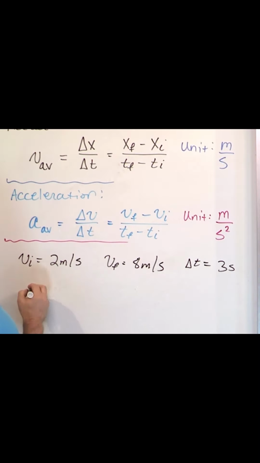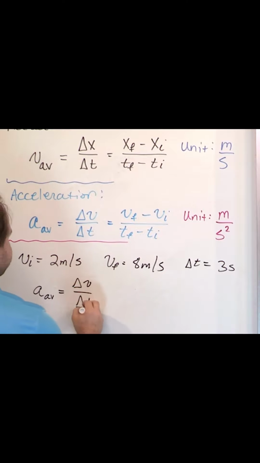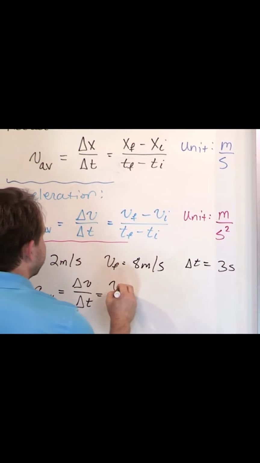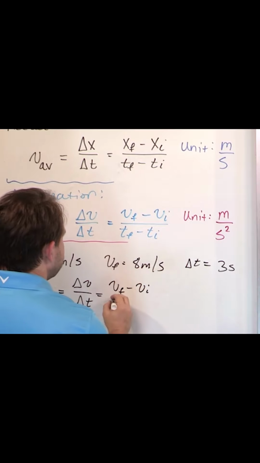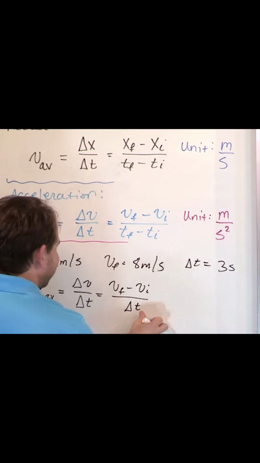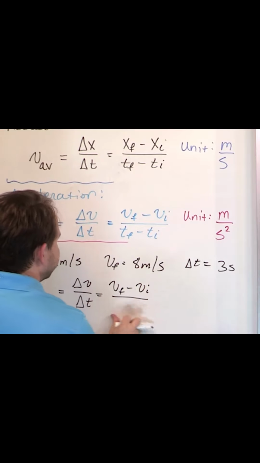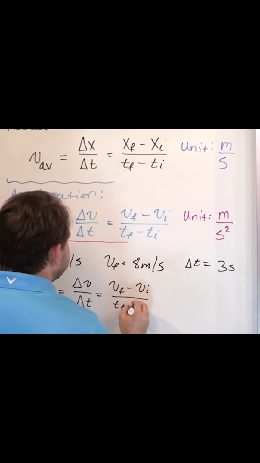And so what I'm going to have is that the acceleration, the average acceleration, this reminds me it's an average, is delta v over delta t. Just to be absolutely clear, it's the final velocity minus the initial velocity divided by however much time has elapsed, which you can also write as the final time minus the initial.